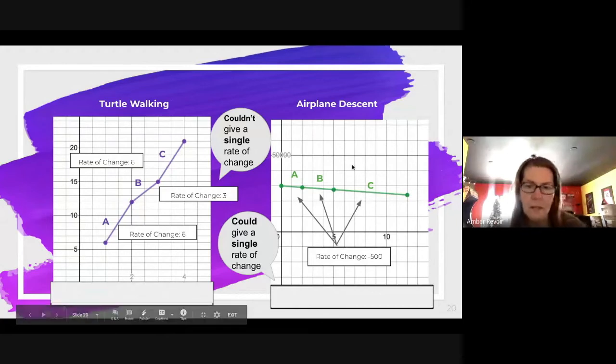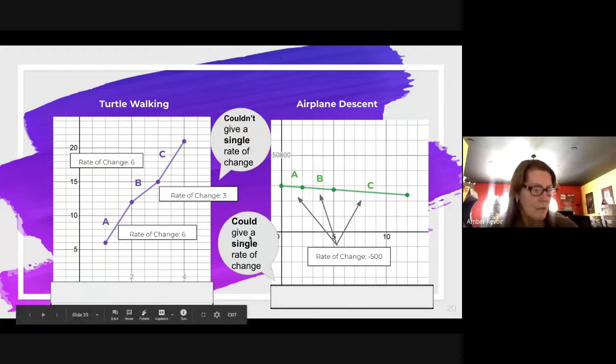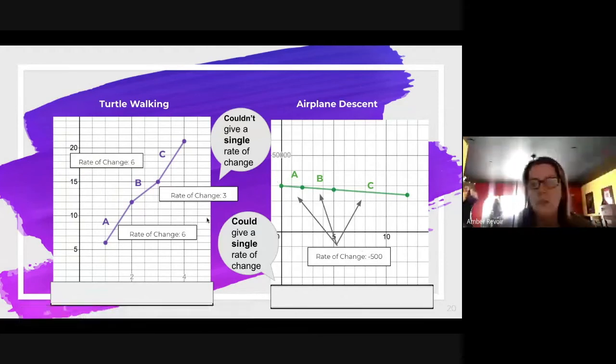Over here on the airplane descent, you'll see that we do have a constant rate of change. The rate of change is negative 500 for each of them. So this would say constant. It could give a single rate of change, which was that negative 500. It descended 500, all right? So the difference here between rate of change and slope: this turtle walking graph is a representation of a rate of change. It can vary. It doesn't have to be the same. It doesn't have to be constant, okay?